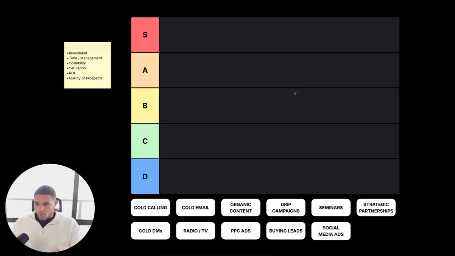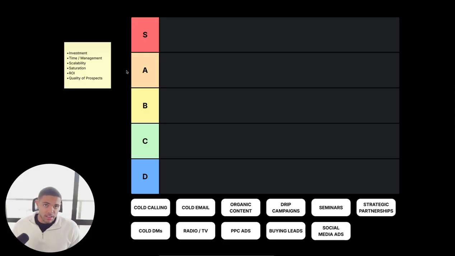So we're going to be rating these methods on 6 main components, right? The first is going to be the investment. What does it cost to actually implement this system and to get it going? The second is going to be the time and management. How much time do you actually have to invest to keep this going, to drive results? Does it operate on its own, or do you have to spend a lot of time manually doing things?